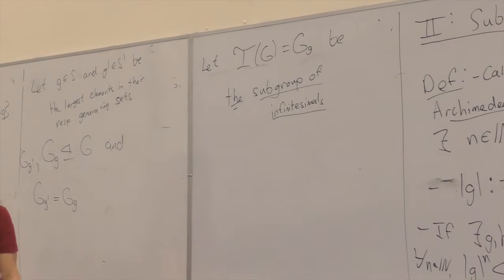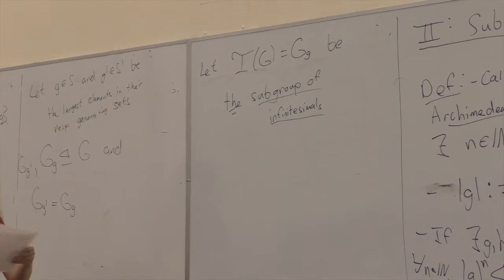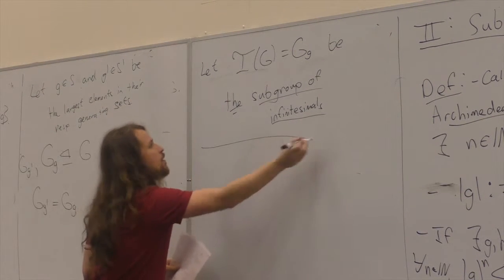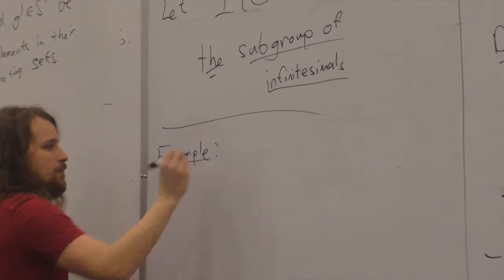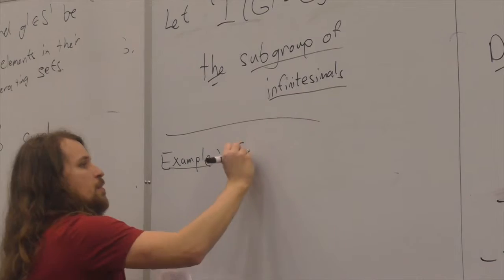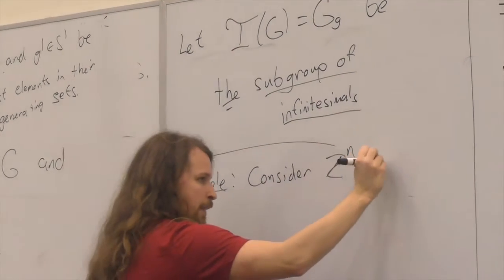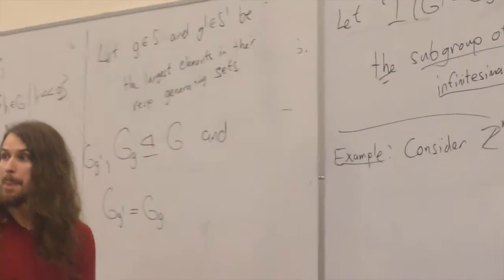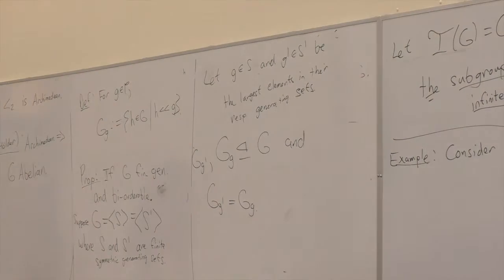Okay, so let's see an example of this in action. So consider Z^n with Lex. Sorry, just to make sure, when you say S is symmetric, that means if G is in S, then G inverse is also in S? Yes, yes. Okay.